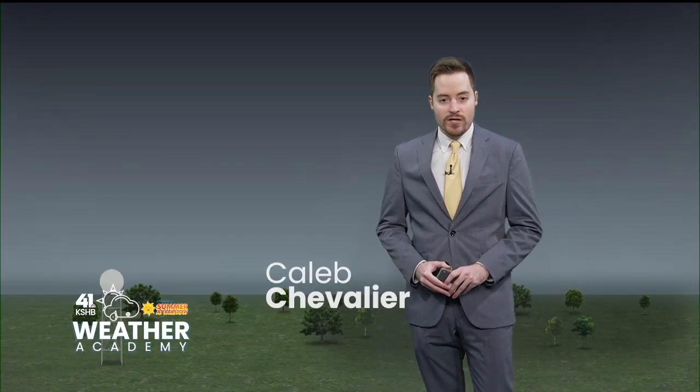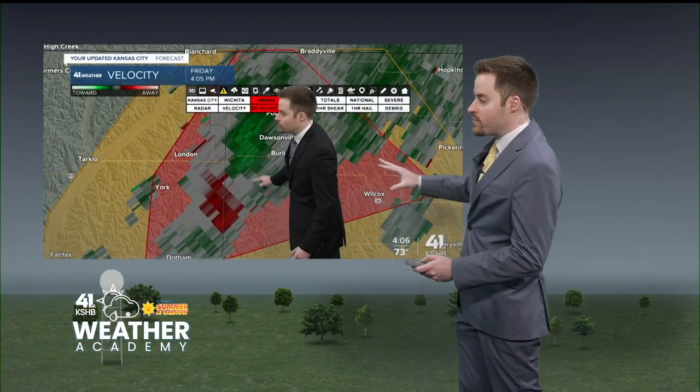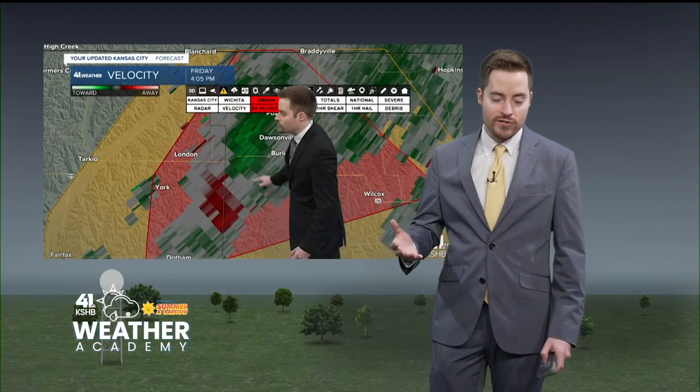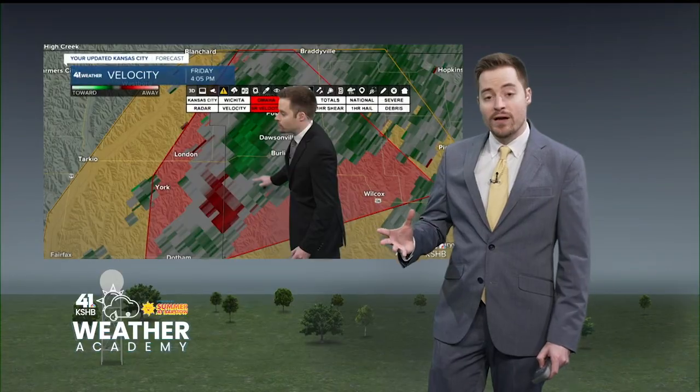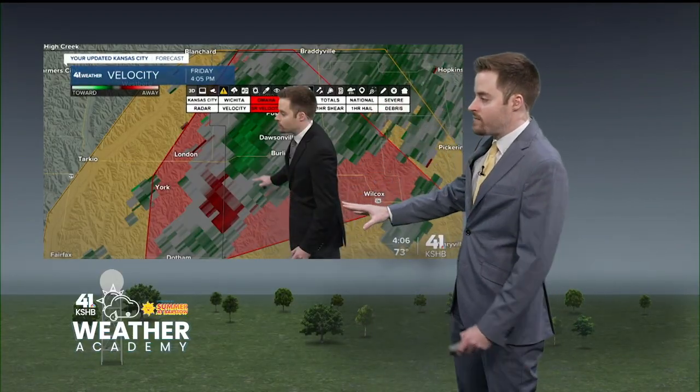I'm meteorologist Caleb Chevalier. Last week, we were tracking a thunderstorm up in Nottoway County that had a tornado warning on it for a little bit. And here's kind of a screen grab from what I was doing that afternoon. I was talking about using the radar velocity pictures to try to diagnose where a tornado might have been. And I was looking at these colors that were reds and greens and talking about what that meant. So let's explore that in greater detail.